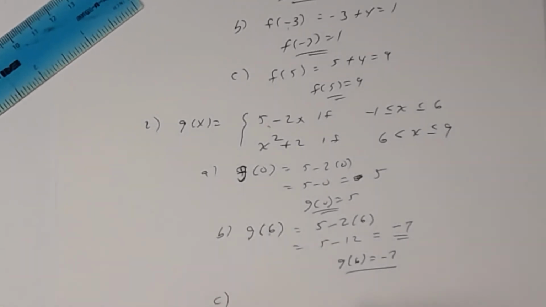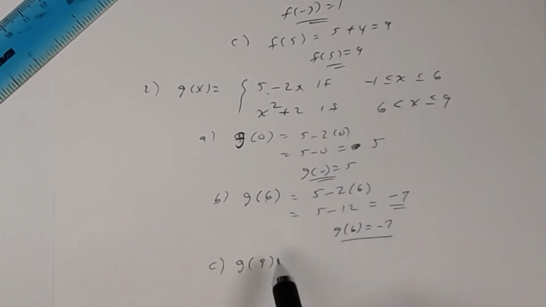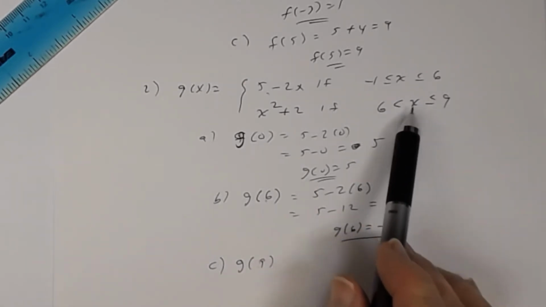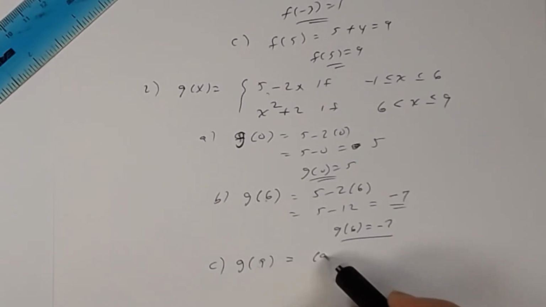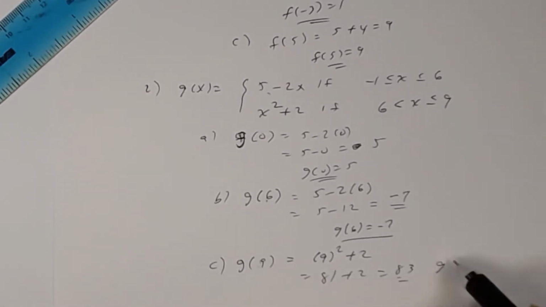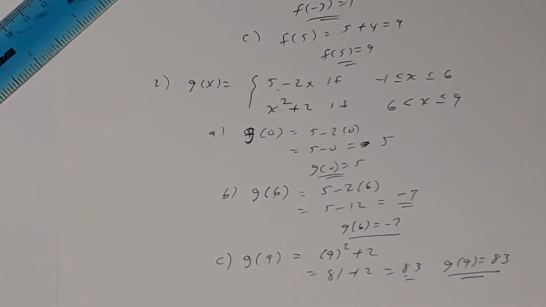Let's look at C. Suppose in C, I want to find g of 9. Well, I got to use the right one, right? I got to use either the first one or the second one, and depending on my x value here will tell me which one to use. So x is 9. So obviously 9 is not less than or equal to 6. So it's this one. 9 is less than or equal to 9, and 6 is less than 9. So this becomes 9 squared plus 2. 9 squared is 81. 81 plus 2 is 83. So g of 9 equals 83. Okay, so that's number 2. So it's not a very difficult concept. It's fairly easy to deal with evaluating functions.